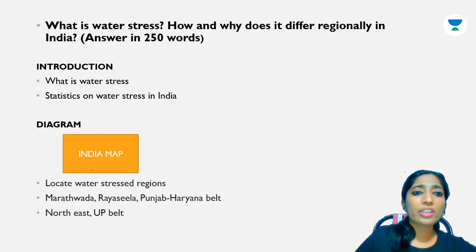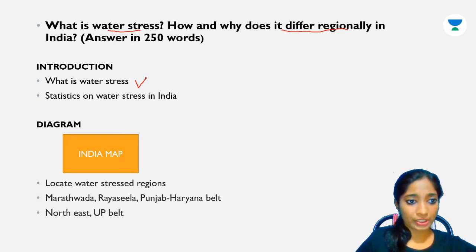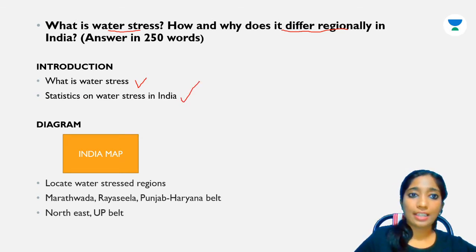Now comes, what is water stress and how and why does it differ regionally in India? So there are two parts. One is about water stress and then how it differs regionally in India. So in the introduction, you give a definition for water stress, that is non-availability of water for usage. And then statistics on water stress in India.